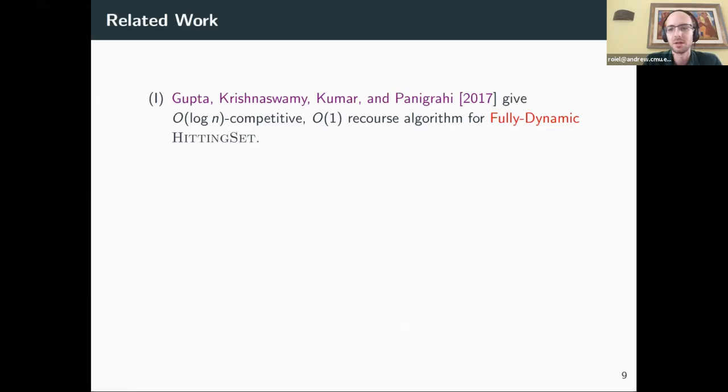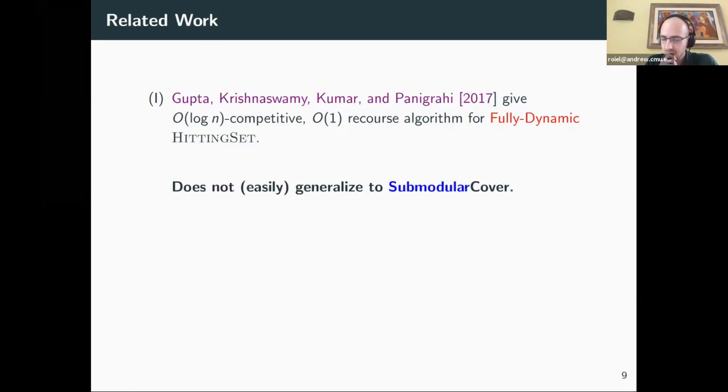Just to set the stage for our results, in a STOC 2017 paper, Gupta, Krishnaswamy, Kumar, and Panigrahi gave a log n competitive, order 1 recourse algorithm for the fully dynamic hitting set problem. So this is the special case that we've been talking about. And one should note that this is best possible. Why is that? Because log n is the best you can do even offline, and you really need order 1 recourse per time step. If I only give you subsets that are completely disjoint from one another, then you have to pick a vertex per time step. Unfortunately, this does not easily generalize to submodular cover.